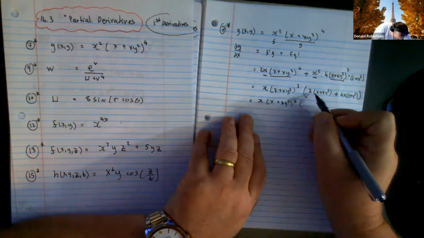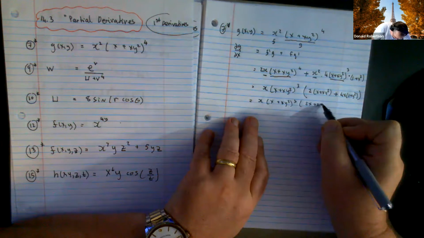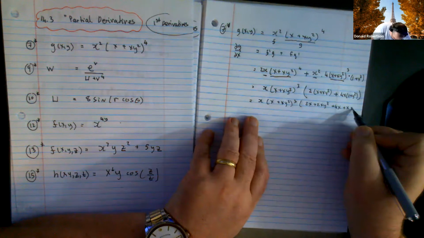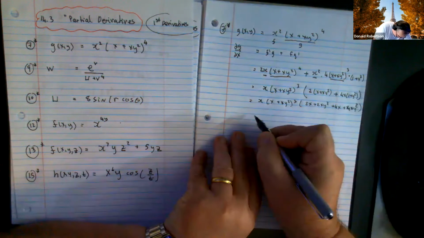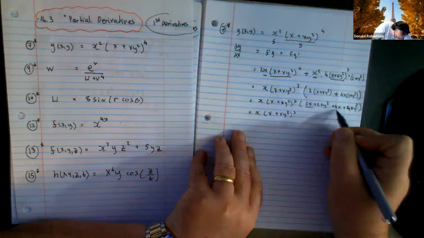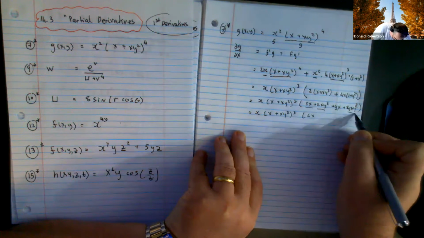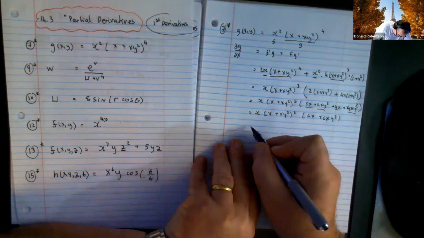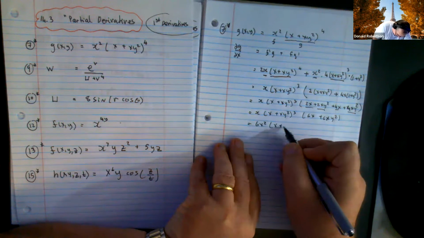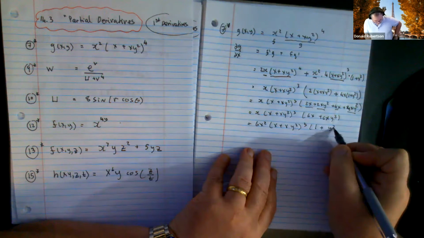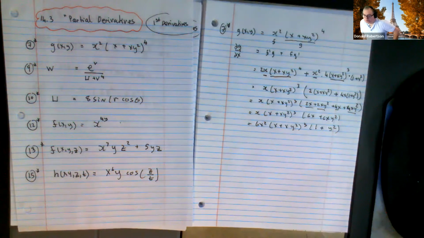And if you distribute this, you get 2x, 2xy squared, you get 4x, 4xy squared. Those two get me 6x, and those two get me 6xy squared. I can pull out a 6x. And if you pull out a 6x, you get 1 plus y squared. Right. Most of what you end up doing is algebra, right? Just making things look nice.